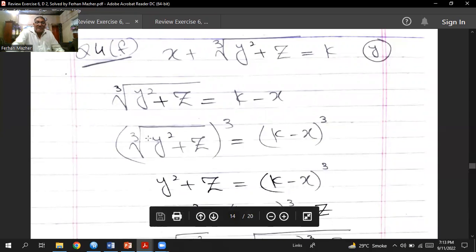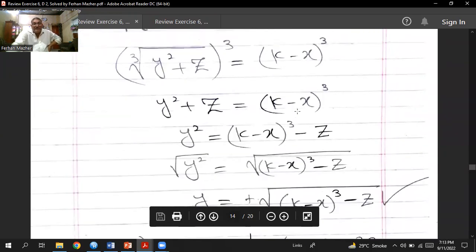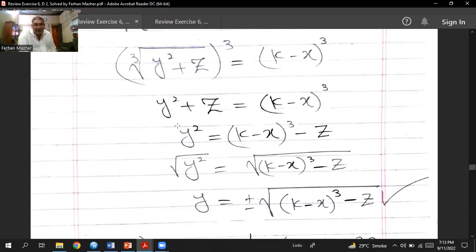So this cube and this cube root are gone. So you are left with y squared plus z, and here you will have (k minus x) raised to the power 3. So y squared will be equal to (k minus x) whole cube minus z. Because here you have y squared, I want the value of y. So I will take the square root on both sides. So you will have y equals the square root of ((k minus x) whole cube minus z).